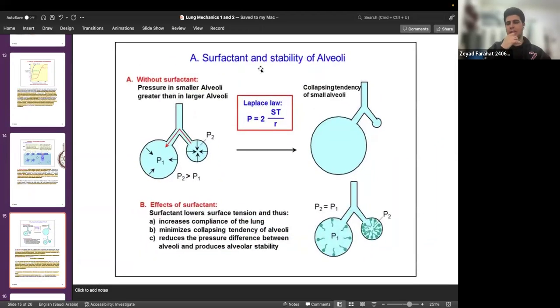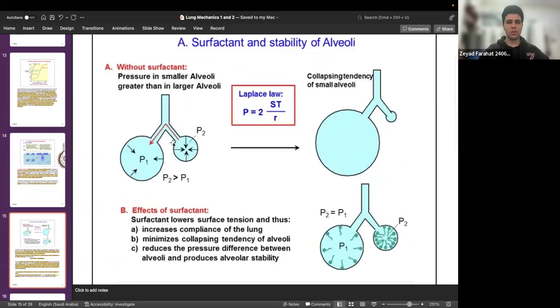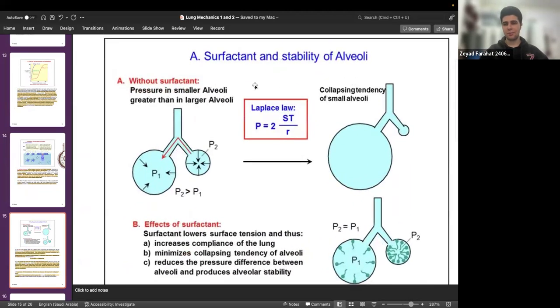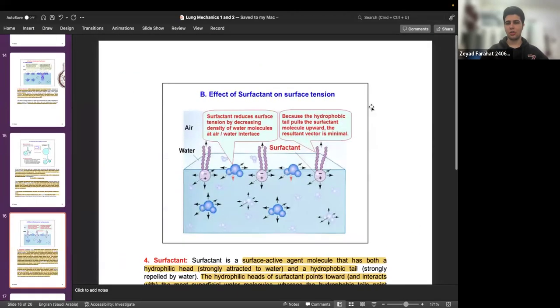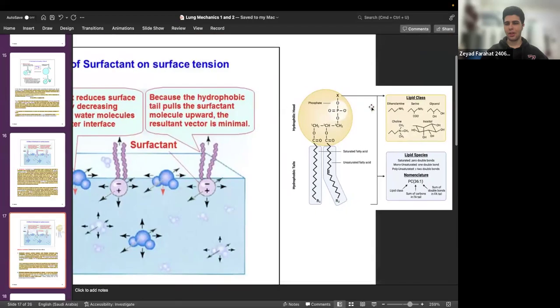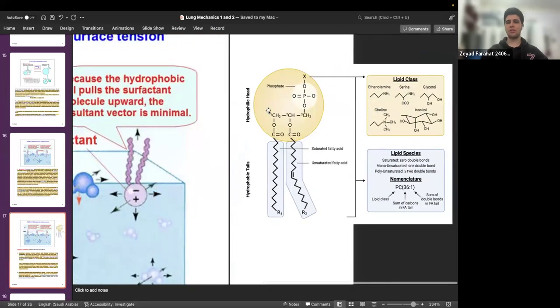So, surfactant and stability of the alveoli. Okay, we have the surface tension. What do we do with that? We can't just let the water ruin our magnificent alveoli. So what we do is actually just give it surfactants. So what's a surfactant? You'll remember it from FND, which is over here. What's this? It's a phospholipid. It's a phospholipid bilayer thingy.